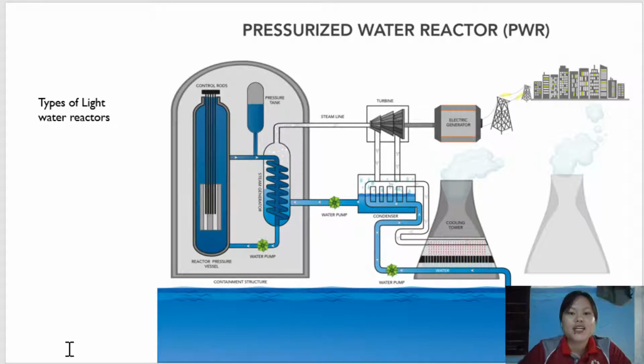That pressurized water is then brought into contact with a second supply of water under lower pressure, which in turn converts it to steam, and thus it turns the turbine. So this is the same as what is shown in the previous slide. That's called the pressurized water reactor.